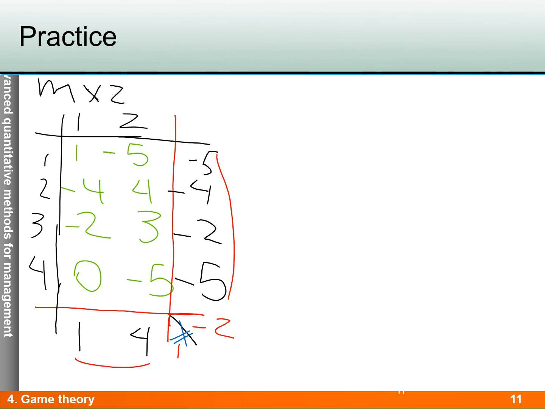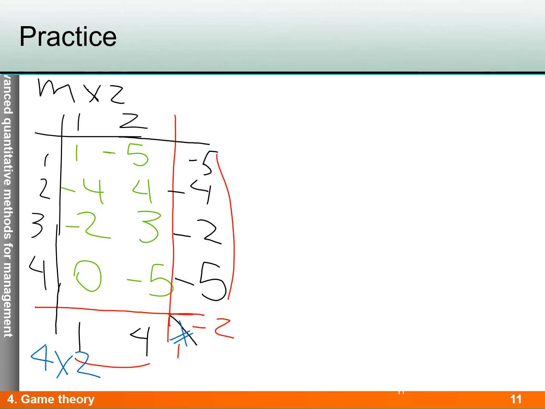Okay, so I need to search the mixed strategy. But in mixed strategy, as you see, guys, we have a game at this moment 4 multiplied by 2. But is it possible, using dominated strategies, to reduce the size of the game? If it's possible, better. Okay? How can I find it?